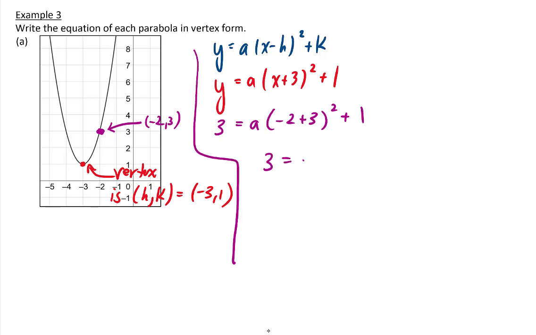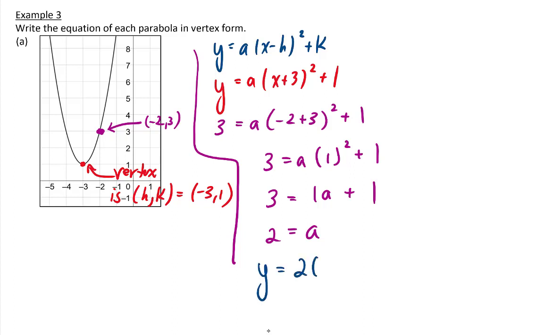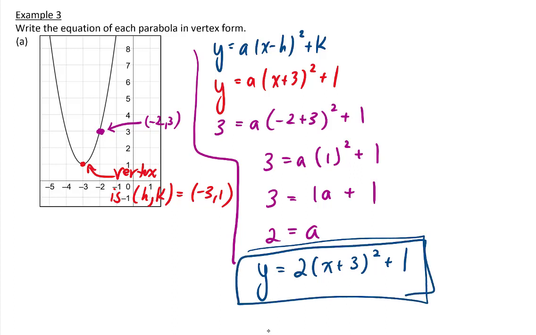So we get 3 equals a times 1 squared plus 1. So 3 equals 1a plus 1. Move the 1 to the other side, so we get 2 equals a, or subtract 1 from both sides. We now have our a value. We see it's positive, which is good because the parabola opens up. And therefore, the equation of this quadratic is y equals 2(x plus 3) squared plus 1. So there is the equation for this parabola in vertex form.